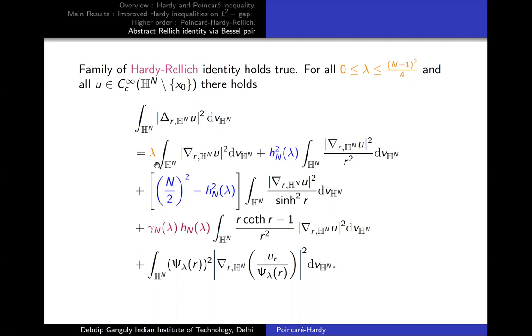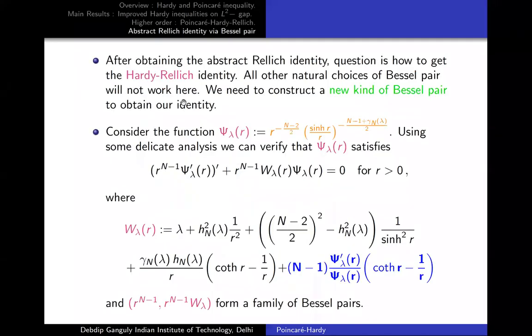Okay, and when you apply the Poincare inequality, the gradient of u squared is greater than or equal to (n minus 1) whole squared by 4 times the integral of u squared. So you require the Poincare. If you apply the Hardy inequality in this term, you will recover the Rellich-Hardy inequality, Rellich-Poincare inequality. So this gives a whole family of Hardy and Rellich inequalities, everything satisfied with just a single identity, and this rests completely on the idea of a Bessel pair.